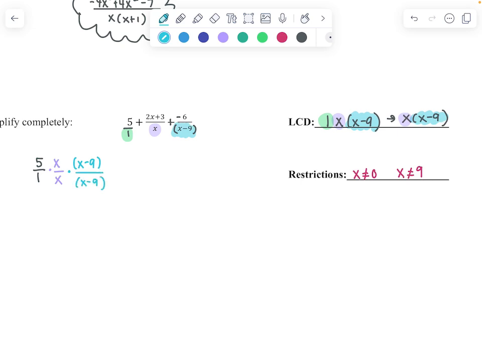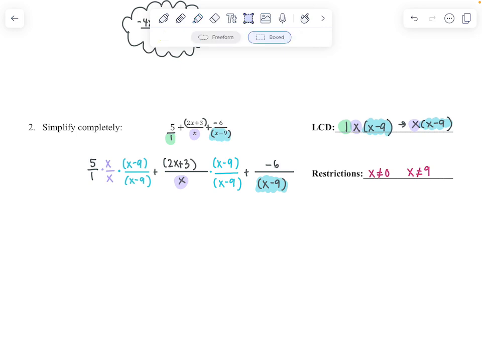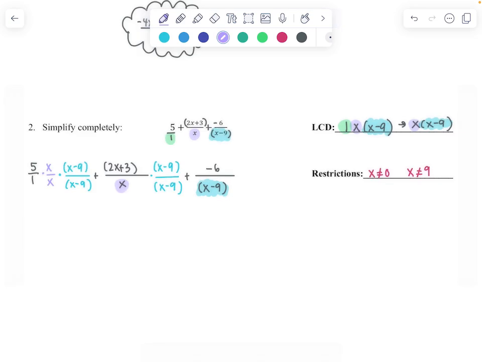All right, now let's write out our second fraction we have, so plus 2, oh, and we should have put that in parentheses, 2x plus 3 over x. So this had our purple, so that means we're missing the x minus 9 in the top, so x minus 9, x minus 9. Now we do our third fraction, -6 over x minus 9. So this had the blue, so we're missing our purple, we're missing just the x. So we're going to multiply top and bottom here by just x.